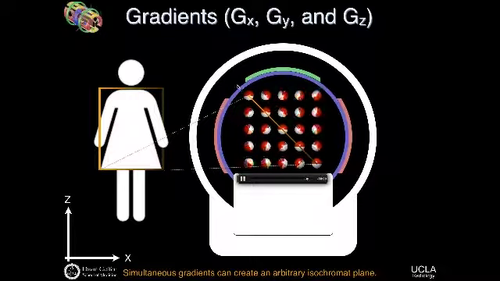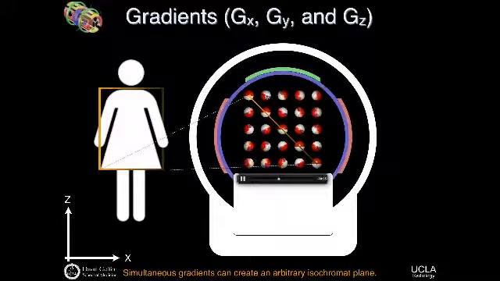Remarkably, we can create a plane of spins, what we call an isochromat, right? And so simultaneous gradients create an arbitrary isochromat plane. We can steer this plane around. And now if we have an RF pulse tuned to this particular frequency, then we'll excite this specific plane. And that's the slice that we'll be imaging. If we change the frequency such that it's tuned to these spins here, then we'll actually be exciting that slice instead. So by slightly changing the frequency of our RF pulse, we can hit different spins and consequently steer it to the slice we're interested in.